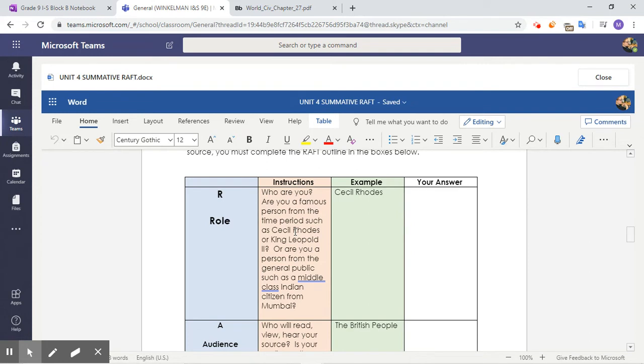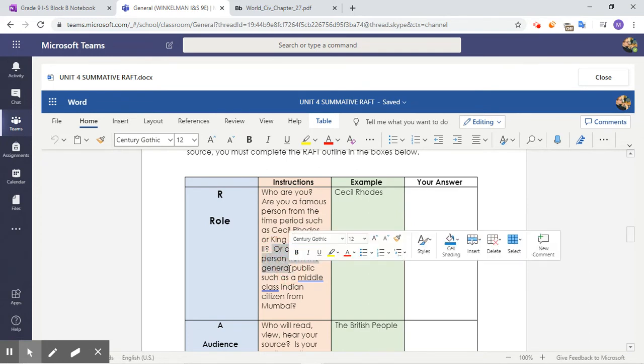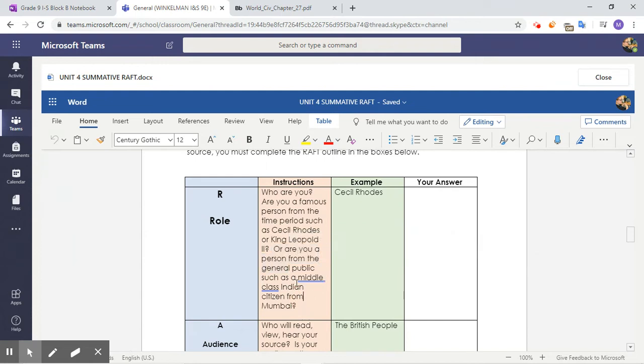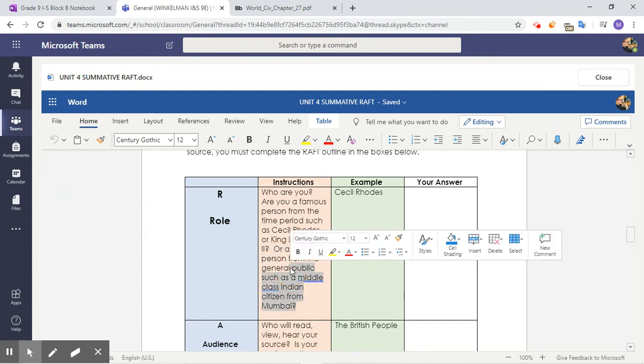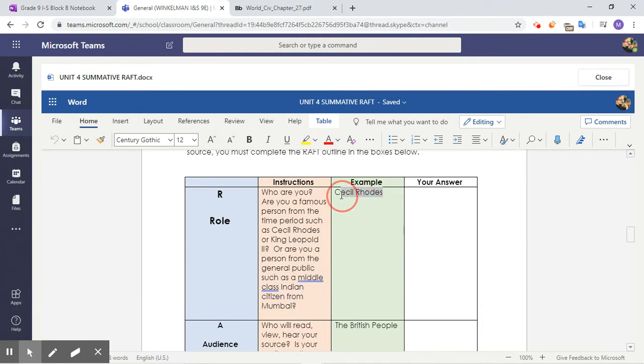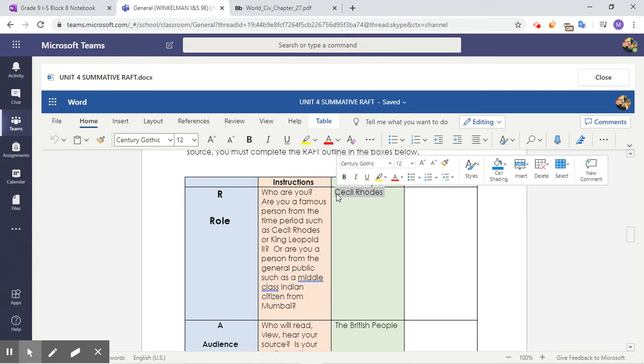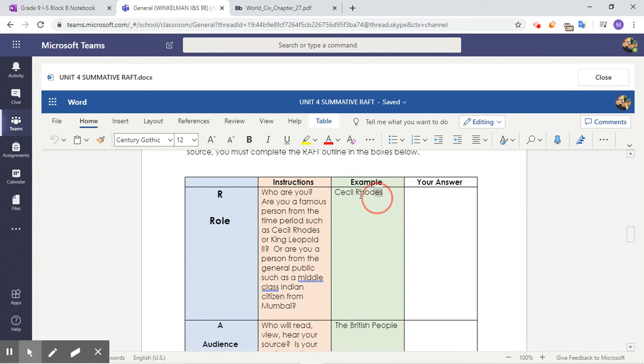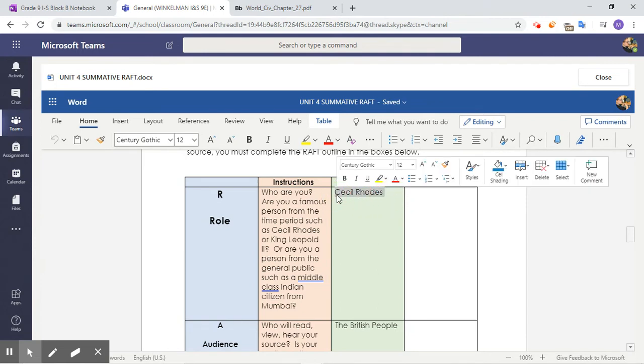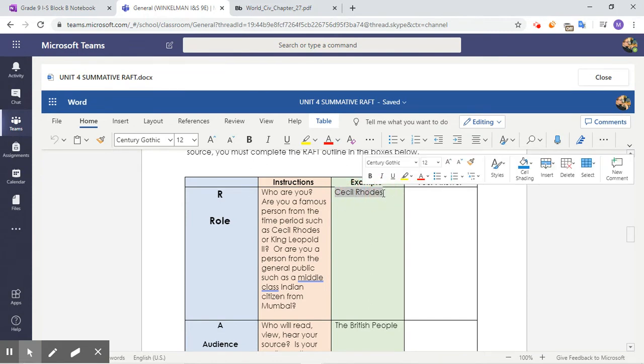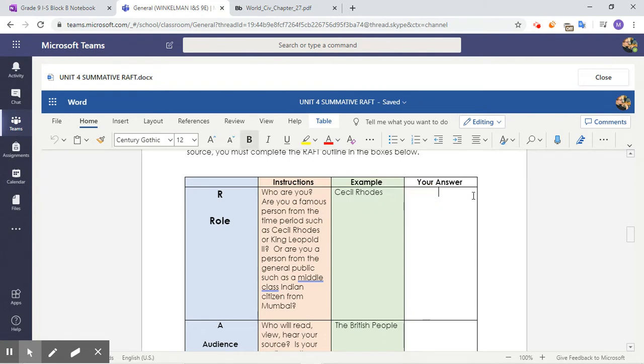Are you a famous person like Cecil Rhodes or King Leopold? Or are you a person from the general public, such as a middle-class Indian citizen from Mumbai? I decided to be Cecil Rhodes, who was a huge, rich, wealthy British man who conquers large parts of Africa. He makes a country called Rhodesia, which is today's Zimbabwe. Those people overthrew the British Empire, but he conquered an area and actually named the country after himself, Rhodesia. So you decide who you're going to be and you type it here.